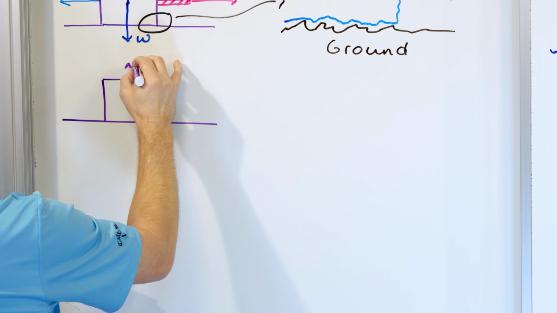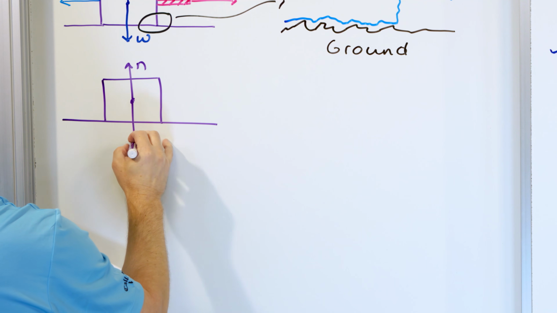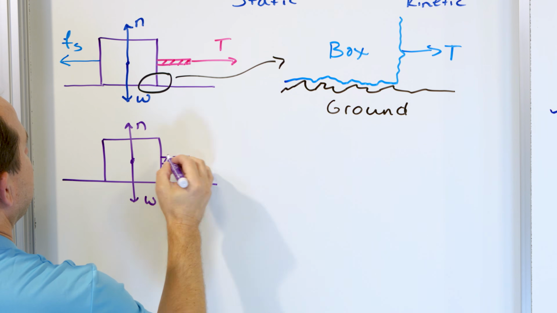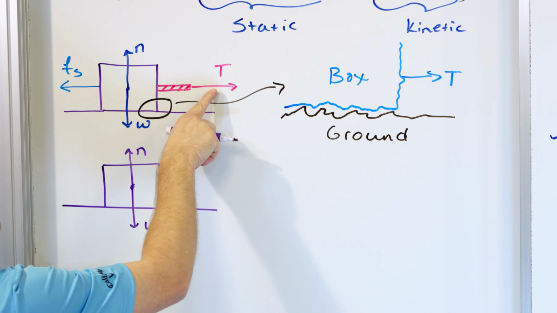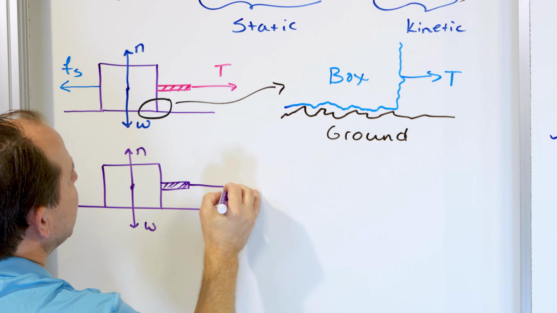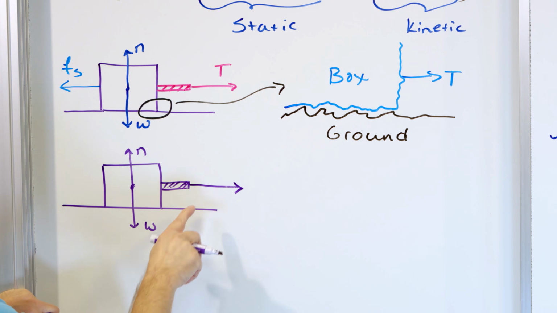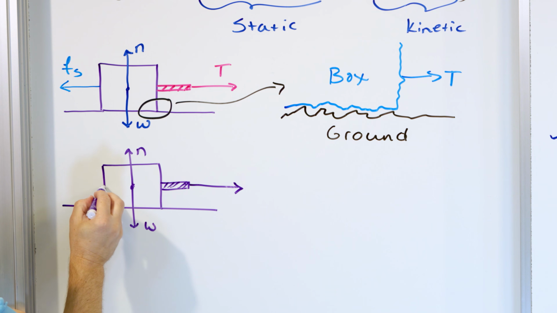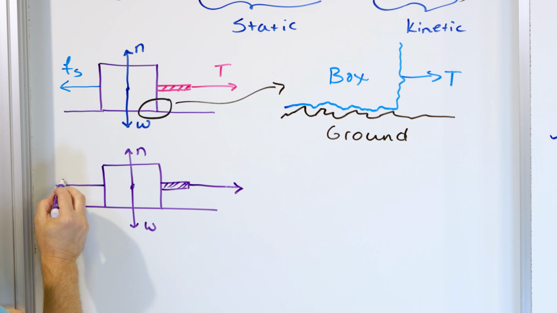And there's a normal force here, and there's a weight here, right? And there is a tension here. But instead of pulling this much, let's pull a little bit harder. That means the arrow is a little bit longer. But if the object is still not moving, then the frictional force must be equal and opposite.